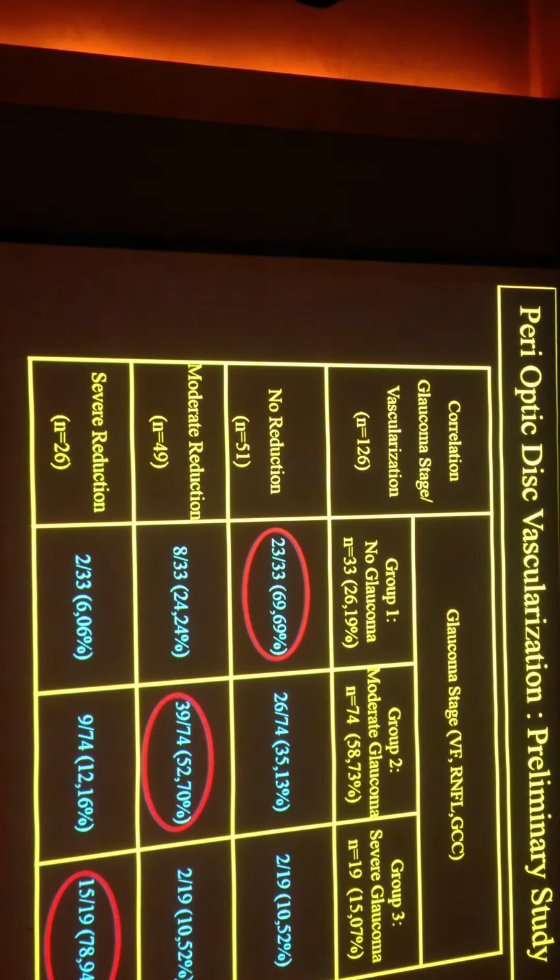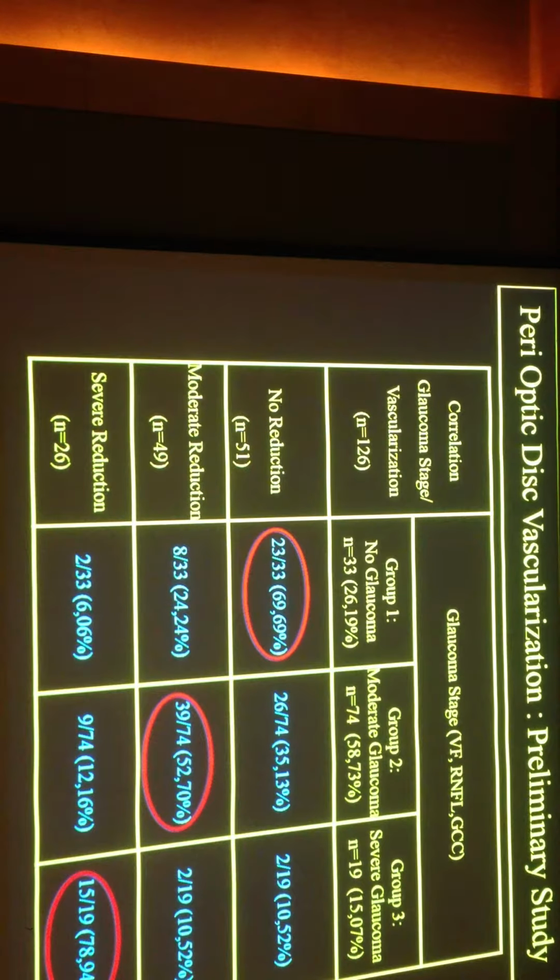And making this, we have these results. So we have three groups based on the conventional glaucoma approach. Group 1, 31 patients with no glaucoma. Group 2, 74 patients. And group 3, 19 patients. And in each group, we looked with the OCT angiography at the distribution of this vascularization.